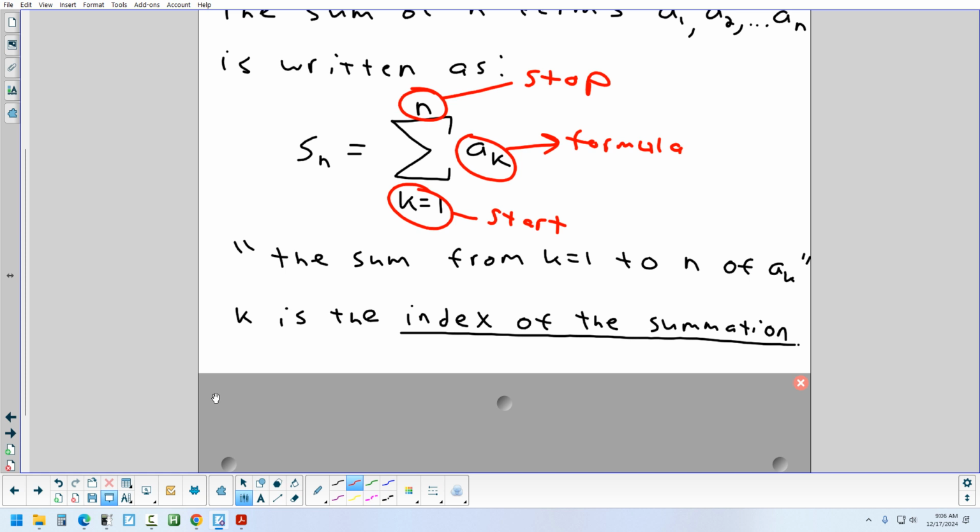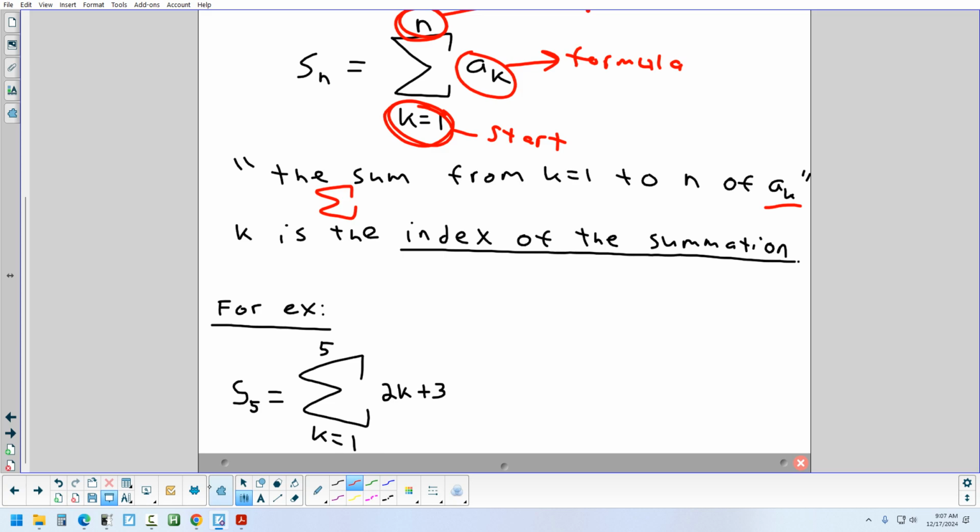The way you pronounce this, the capital sigma, you pronounce as the sum. So that part right there is the capital sigma. So it's the sum from, and then you read the starting number, where you're going to start, and then from the start to the stop. So you're going to start here, you're going to stop here, and then you read the formula that you're using to add your numbers up. Okay, so let me show you an example.